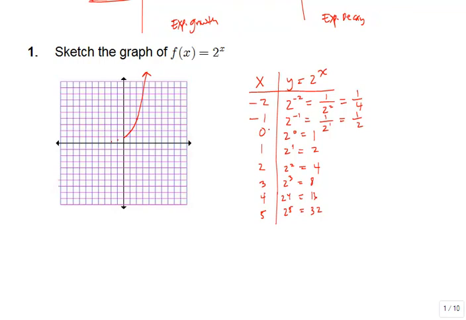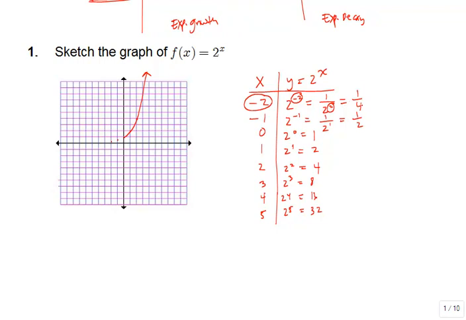Now let's look in the opposite direction. As this input here becomes more and more negative, that makes this power more and more negative. Because it's negative, it flips it over, and this power in the denominator then gets larger and larger. So for example, 2 to the -3 would become 1 over 2 cubed, which would become 1/8.